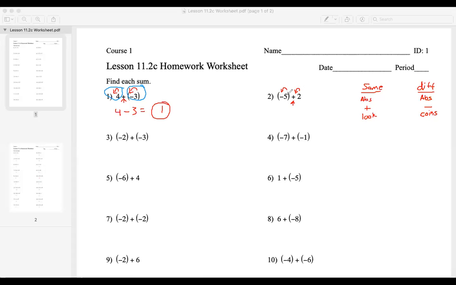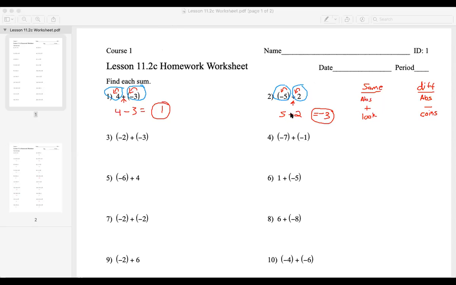We are still in the different sign rule. Take the absolute value of both, that's 5 and 2, and we subtract. 5 minus 2 is 3. We go back to the original numbers. Originally, it was negative 5 and positive 2. There are way more negative coins than positive coins, so therefore the answer is not 3, but negative 3. Be careful where you put your equal sign. 5 minus 2 is not negative 3, but negative 5 plus 2 is negative 3.